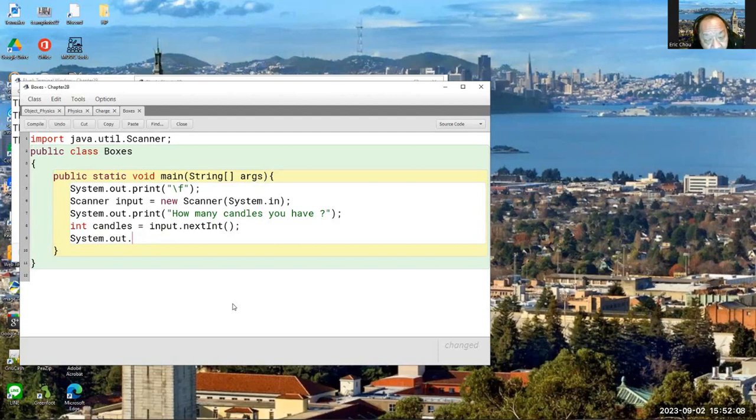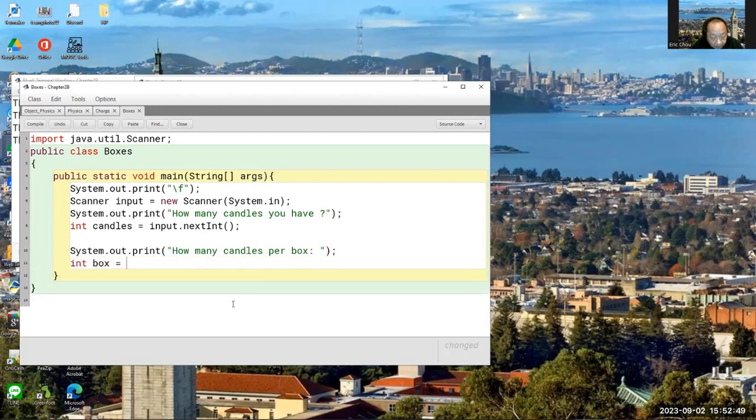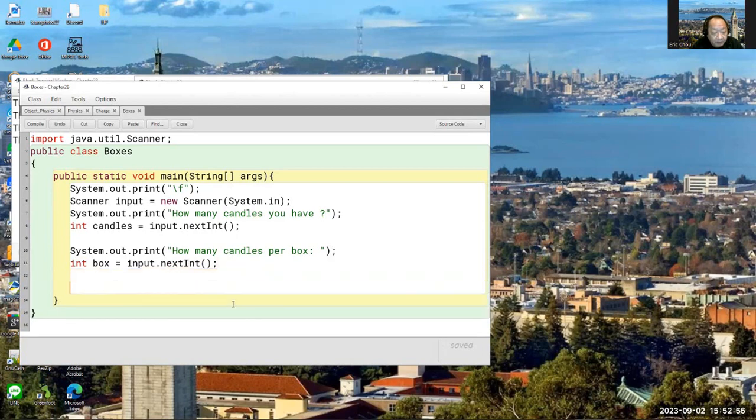Now we want to calculate how many boxes are needed to store it. So we will calculate it. Actually, no, I'm sorry. I need to enter another thing: how many candles per box? So integer box would be equal to input.nextInt. These are two numbers we read in from the user. The condition may vary.